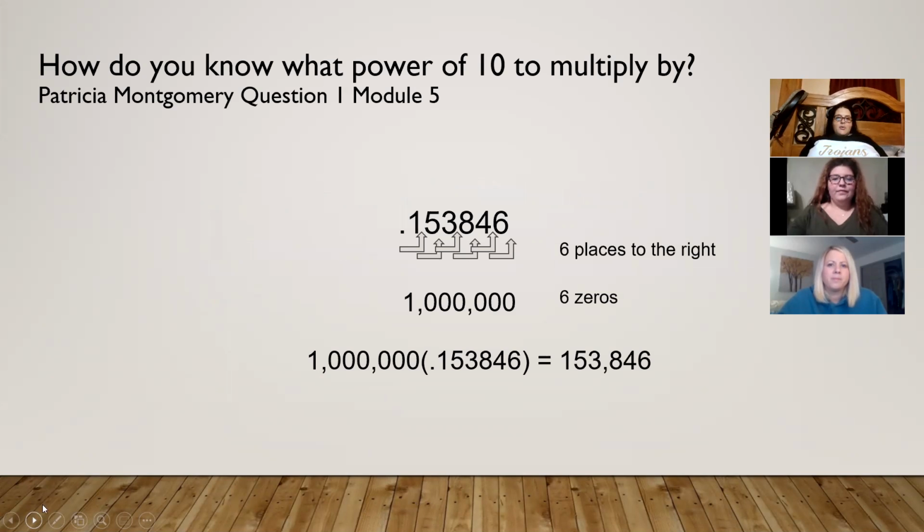Patricia, how do you know what power of 10 to multiply by? So what you're going to do is look at how many places away from the decimal you need to go in order to get to the end of that number. For this number, you have to go over 6 places, so you just add 6 zeros to a 1, and then multiply by that to get your number. If there were 2 decimal places, you'd have 2 zeros, and so on from there.